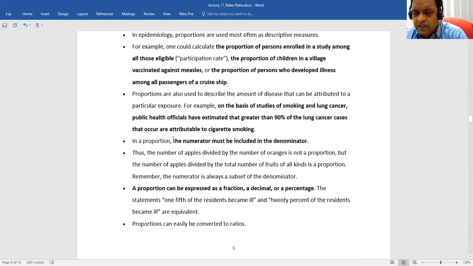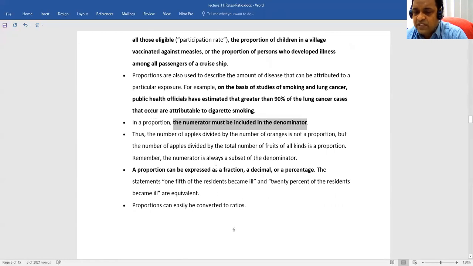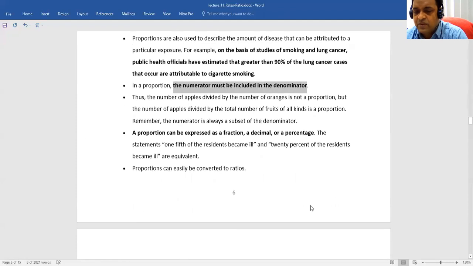Only remember that for the proportion, the numerator must be included in the denominator. That is, the denominator includes the value of the numerator. This is very important for the proportion. Okay. So a proportion you can express as a fraction, decimal, percentage, or even per thousand. It depends on the situation.